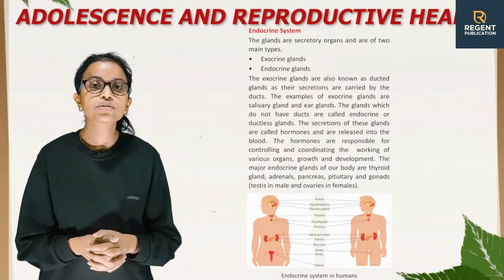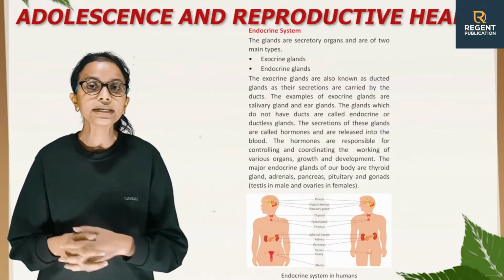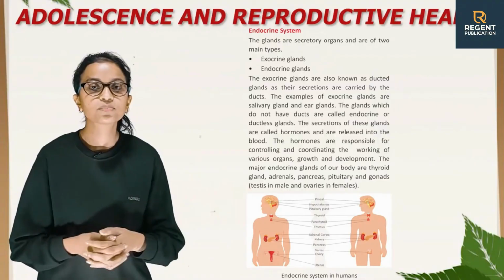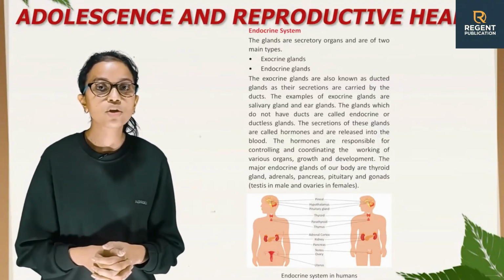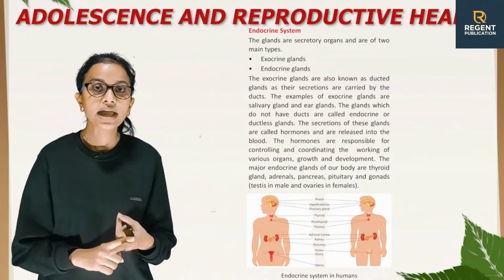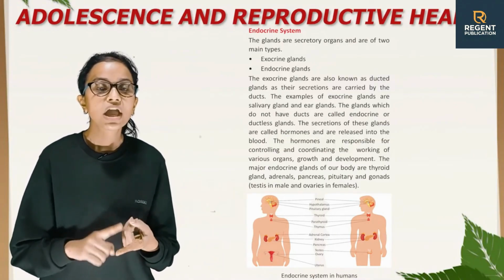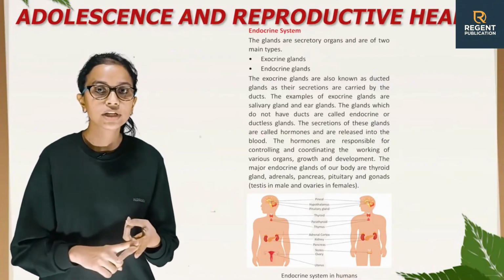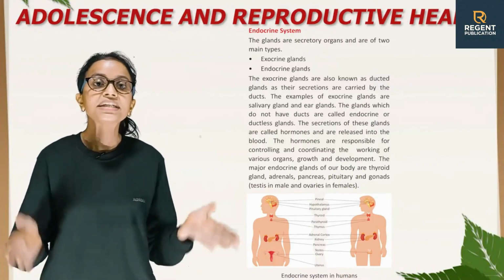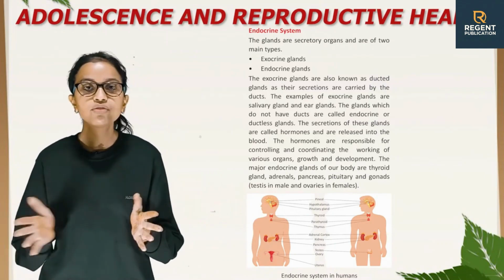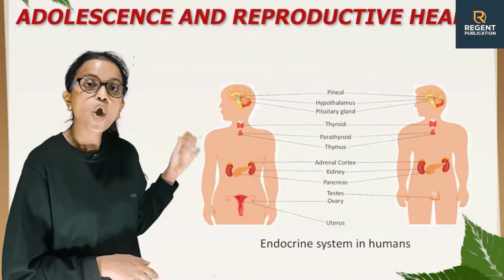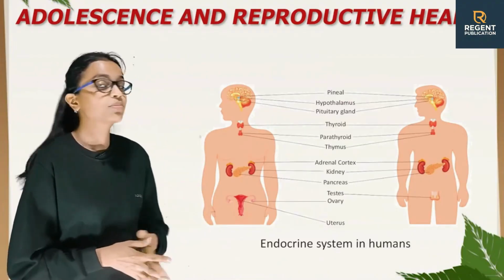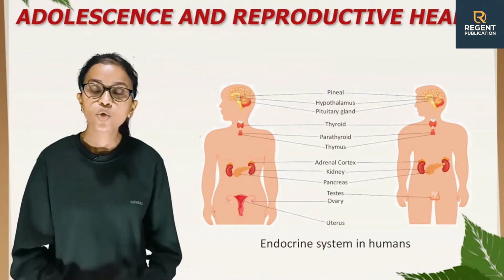The hormones are responsible for controlling and coordinating the working of various organs, growth and development. The major endocrine glands of our body are thyroid gland, adrenals, pancreas, pituitary, gonads, testes in male and ovaries in female. So students, this is the diagram which is showing the endocrine system in humans. So go through it.